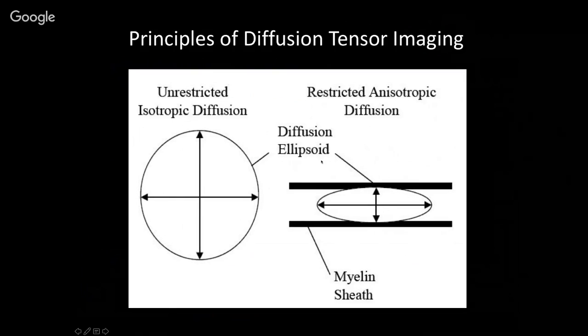This is important in the white matter because white matter is very ordered, and it is also largely surrounded by myelin, which is a fat-based structure that is very resistant to water crossing the bundles of these structures.